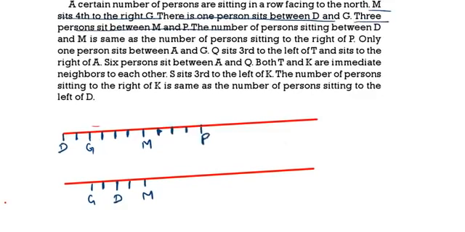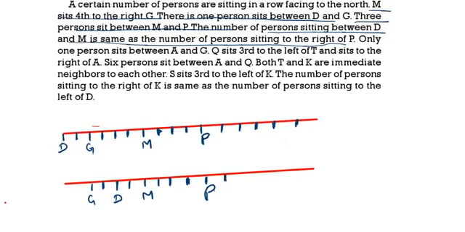Here you can take P. Now here also take three persons, write down P. Then there are three persons. The number of persons between D and M is the same as the number of persons to the right of P. Between D and M here we are having five persons. To the right of P also we will be having five persons. See, 1, 2, 3, 4, 5. Now the number of persons between D and M: there is only one person. So right side of P also there is only one person.